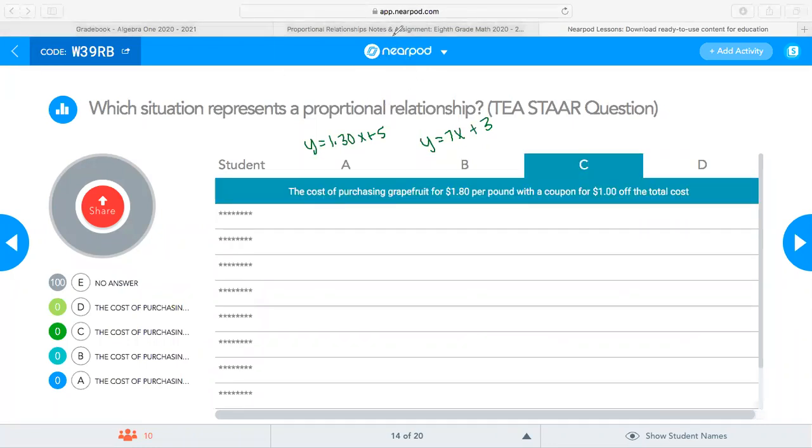The cost of purchasing grapefruit is $1.80 per pound, with a coupon for $1 off. Wait a minute, this one doesn't sound like the rest of them, but does that mean it's proportional? I don't know. What do y'all think? Would someone want to say what they think the equation is for this one?